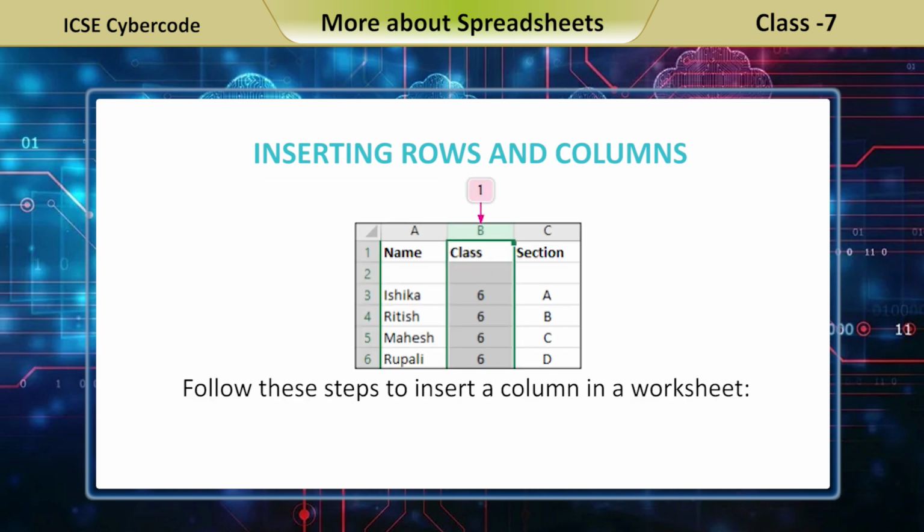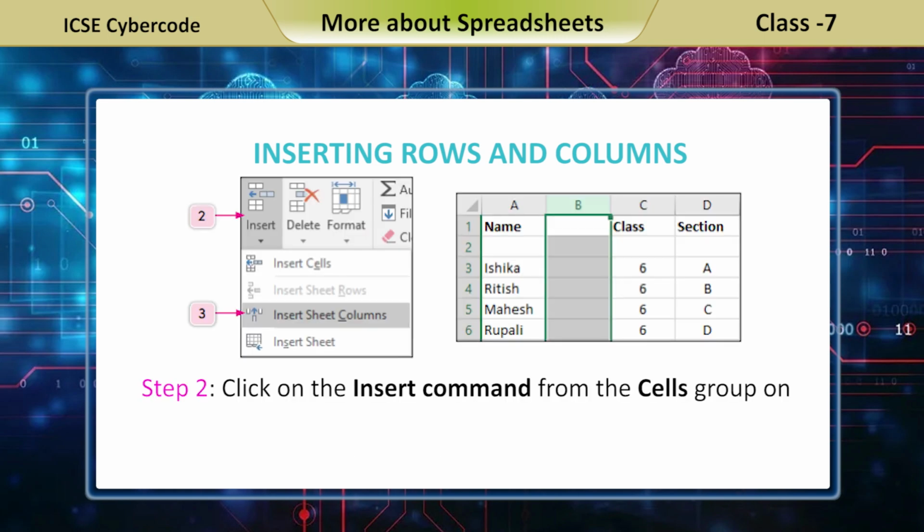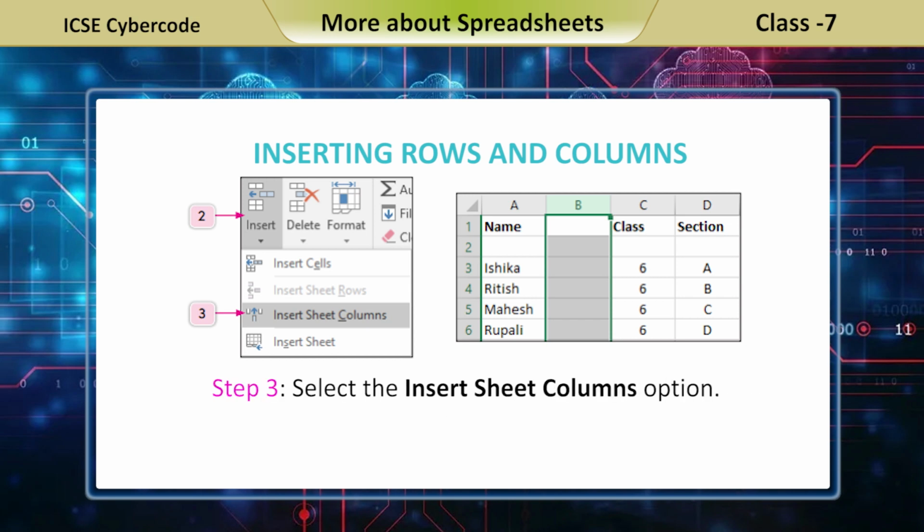Follow these steps to insert a column in a worksheet. Step 1. Select the column header where you want to insert a column. Step 2. Click on the Insert command from the Cells group on Home tab. A drop-down menu will appear. Step 3. Select the Insert Sheet Columns option.